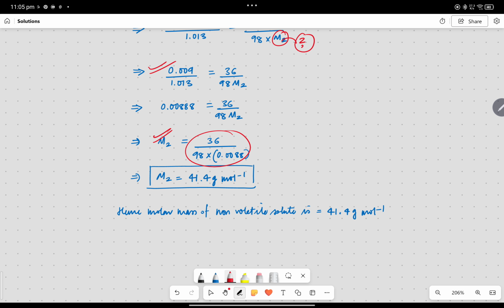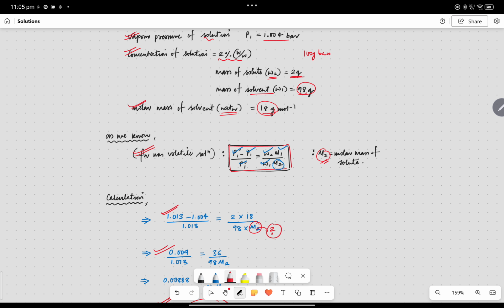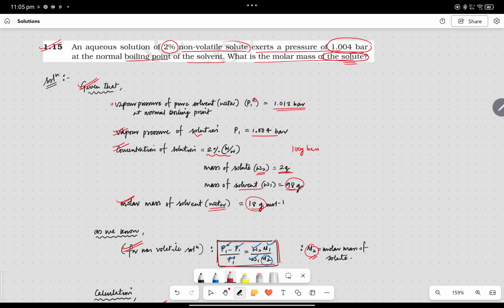Now you have to solve this, and what you are going to get is M2 equal to 41.4 gram per mole, and hence the molecular weight of the non-volatile solute is 41.4 gram per mole. And that is just a formula-based question, right? You just have to know the formula, and once you have practiced, you know that this is going to apply here, and it is going to be very easy for you once you know those things, that this is the formula and here I have to apply it. That comes with practice.